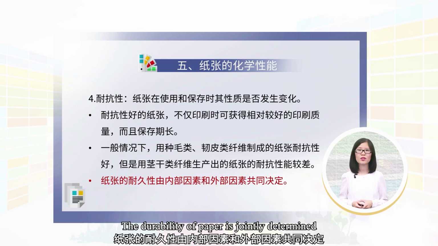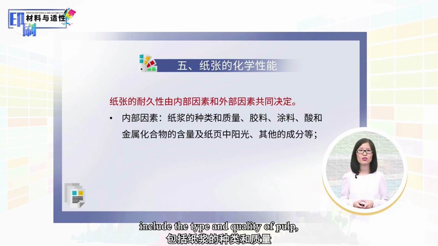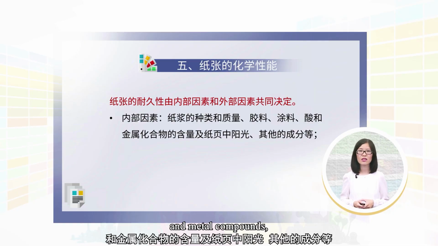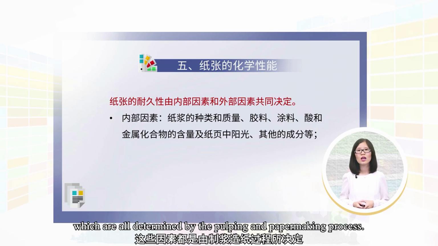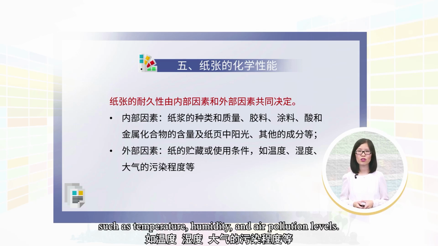The durability of paper is jointly determined by internal and external factors. Internal factors include the type and quality of pulp, sizing agents, coatings, the content of acids and metal compounds, and other components in the paper sheet, which are all determined by the pulping and papermaking process. External factors refer to the storage or use conditions of the paper, such as temperature, humidity, and air pollution levels.